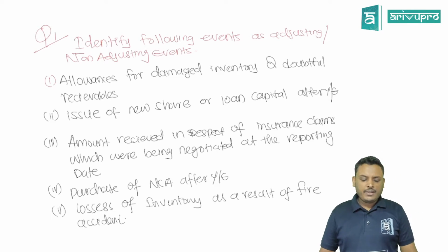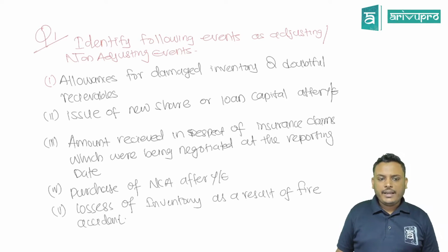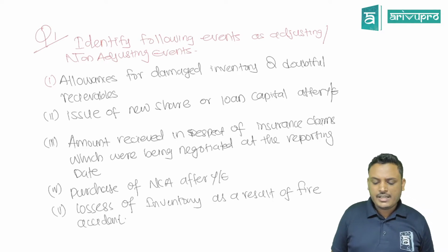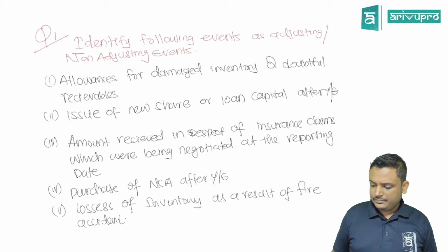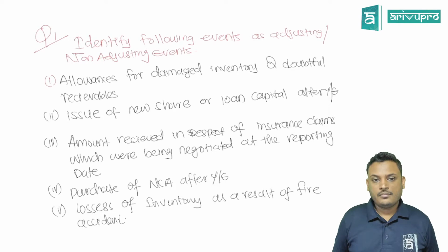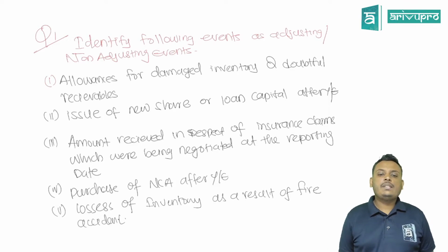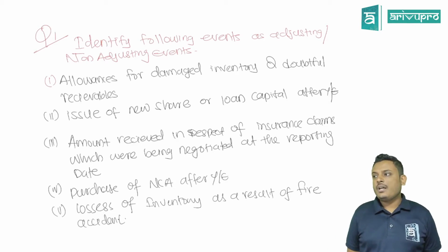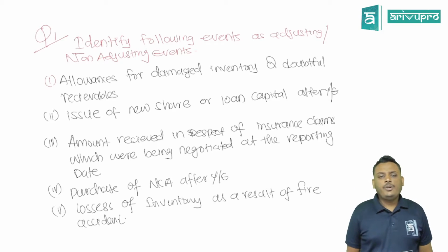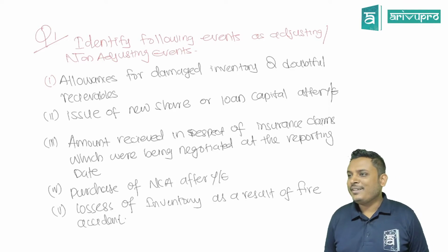Okay, the events are given here. 5 events given. Identify whether it is adjusting event or non-adjusting. Do it. Identify which events are adjusting events, which events are non-adjusting events. I told you to refer IAS 10, right? Can't remember.